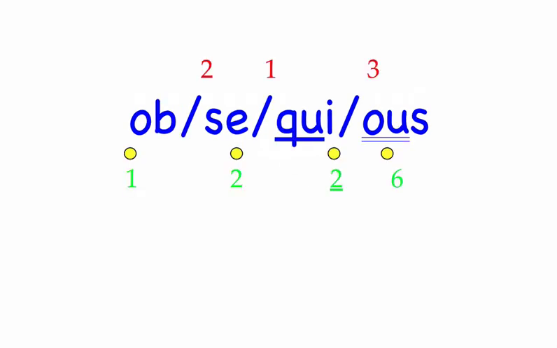Obsequious. Mark the word. Obsequious. Neolithic. The Neolithic period is called the Stone Age. Neolithic. 4 syllables. First syllable ni, 2 sounds.